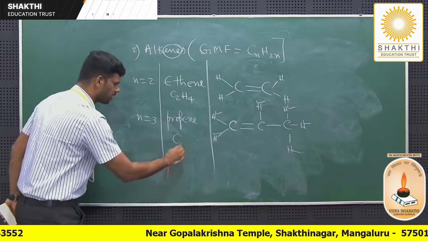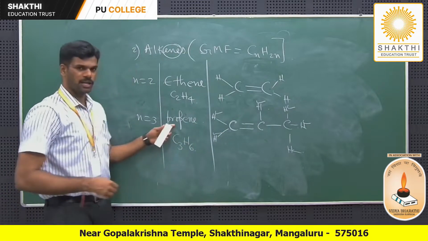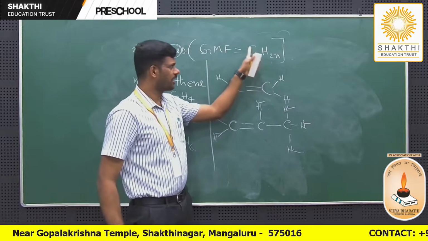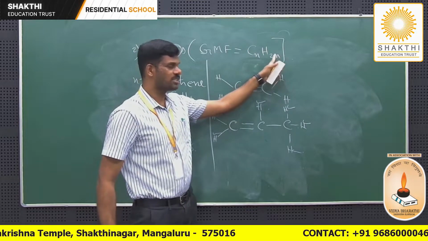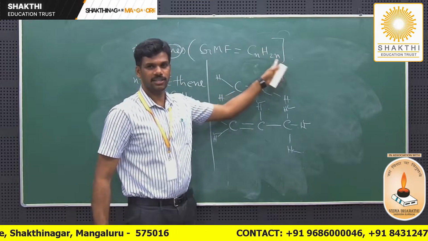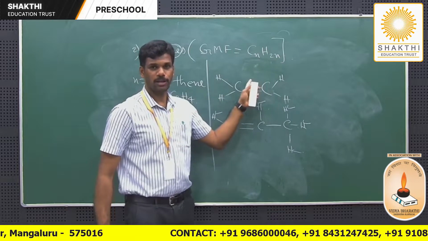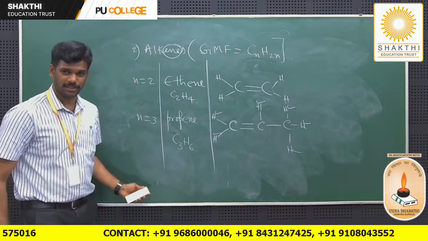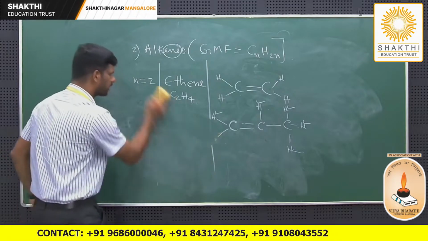C3H6 is the molecular formula of propene. If you put n is equal to 3 here, C3H2 into 3 is 6. C3H6 is the molecular formula of propene. Hope you understood how to write alkenes. Let's go to the next one, which is much simpler than this.